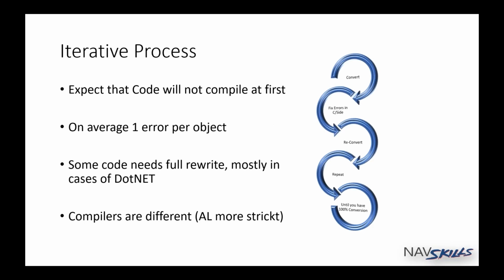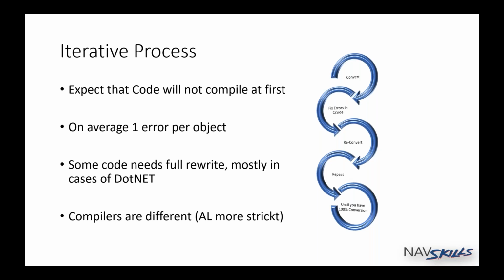So how do we convert our code? If you first convert your code to an extension, please do not expect it to work. It will fail, and I can guarantee you that it fails. In the solutions that I've converted, on average, I've seen 1 error per object. Recently, I converted a solution with 8,000 custom objects, and we had 8,000 errors. And that's kind of what you have to expect the first time that you execute it.